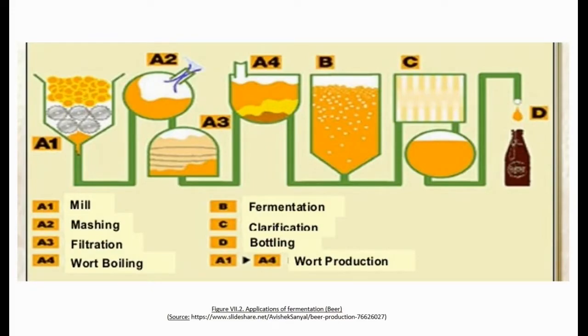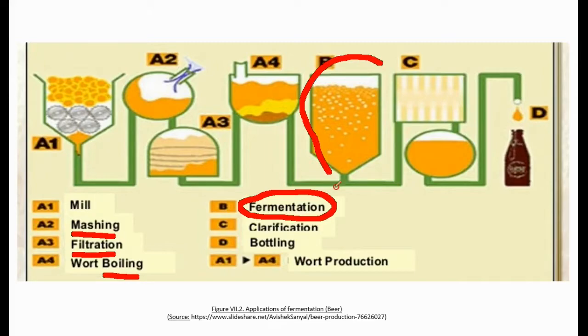The second example is beer. To make beer, you need to use cereals. One kind of cereals, for example, barley. These grain cereals are going to go through different steps: mashing, filtration, boiling. Aha! Fermentation. That's what we're interested in. So step B is fermentation.